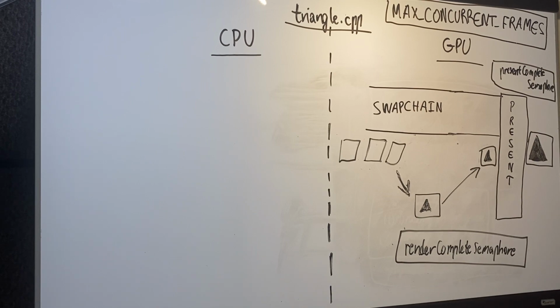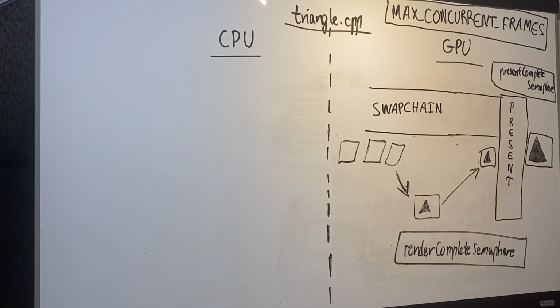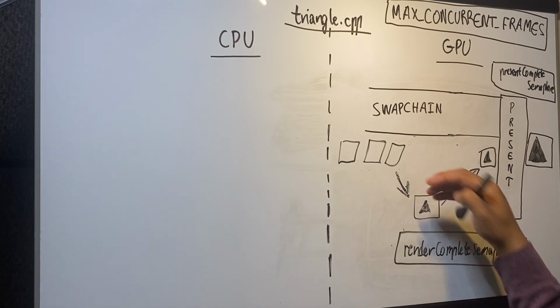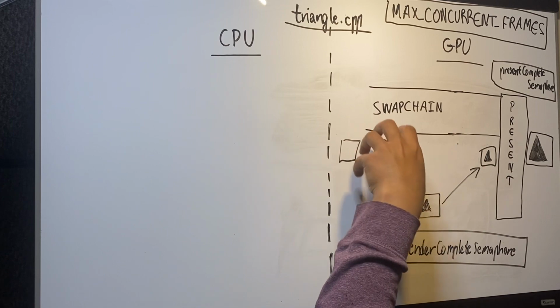Let me see. Do I want to talk about this real quick? All right, so there is a function in the algorithm called acquire next image. I haven't fully investigated it, but basically that acquire next image function is acquiring the image from the swap chain. Okay, so we're going to see it when we investigate the algorithm, but acquire next image is when we pull a frame from the swap chain.